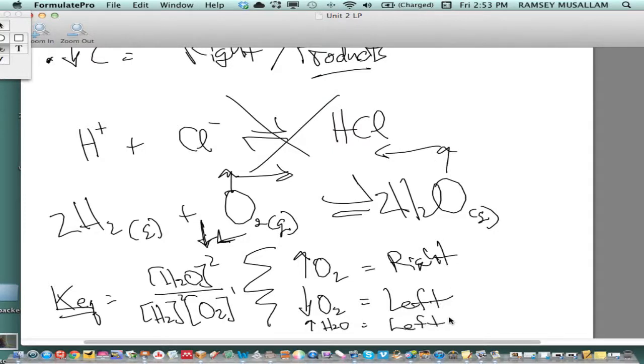Okay? So, these are the kinds of questions they'll give you. They'll say, which of the following will increase the products? Or which of the following make it go to the left? Or what will happen if you add a bunch of oxygen?